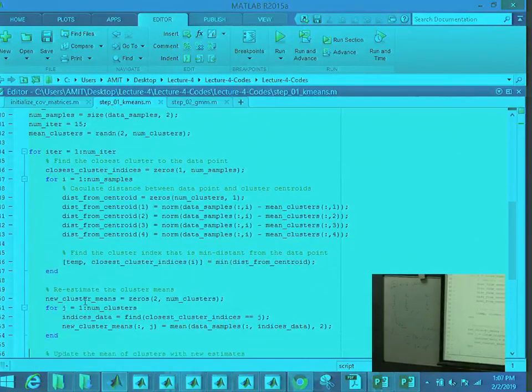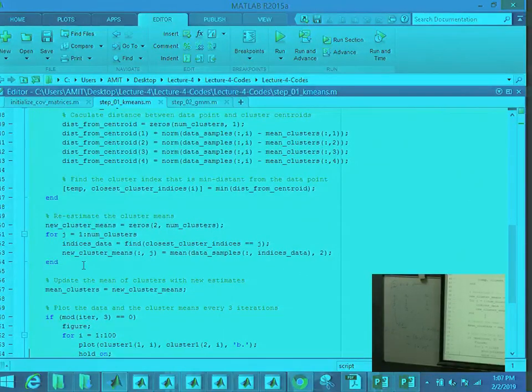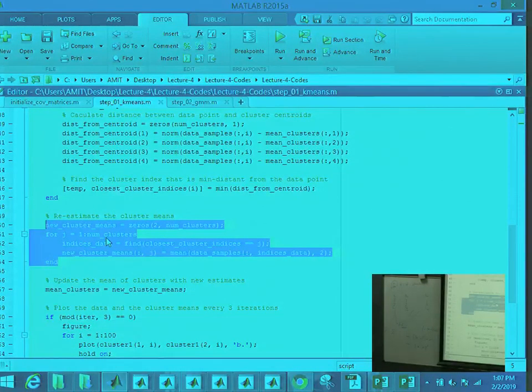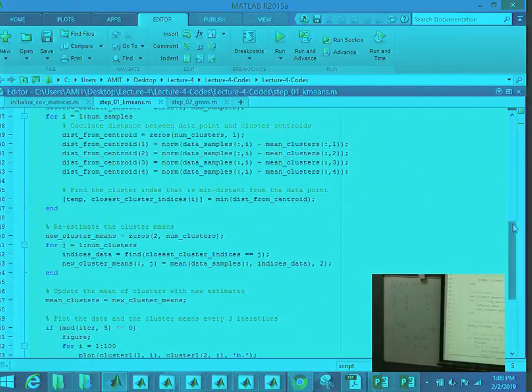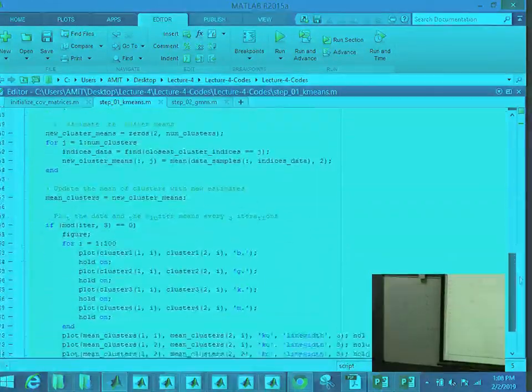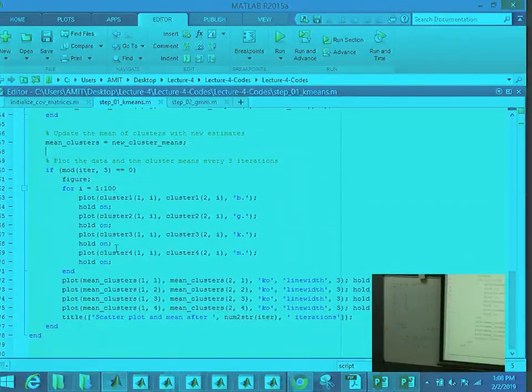Using that, I'm grouping the points together and calculating the mean. That's what I'm doing here. Then I assign the freshly computed mean to the existing values, and this just repeats again and again. I'm doing this for 15 iterations, and I'm plotting the scatter plot and the means every 3 iterations. So this is how it looks.